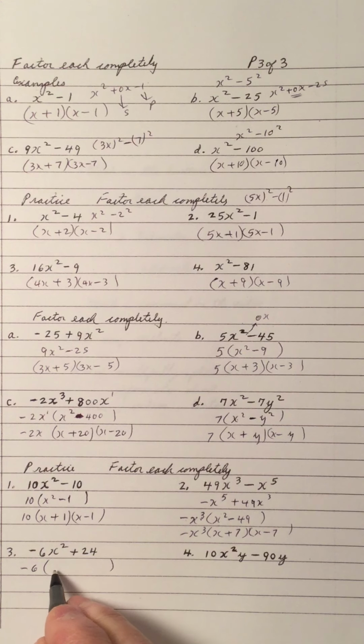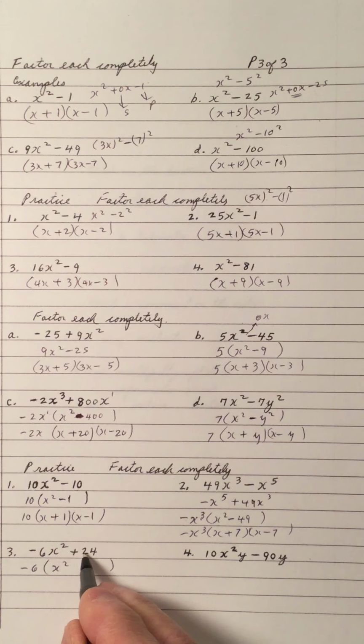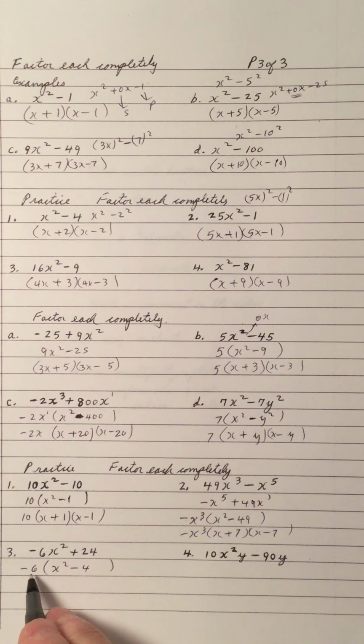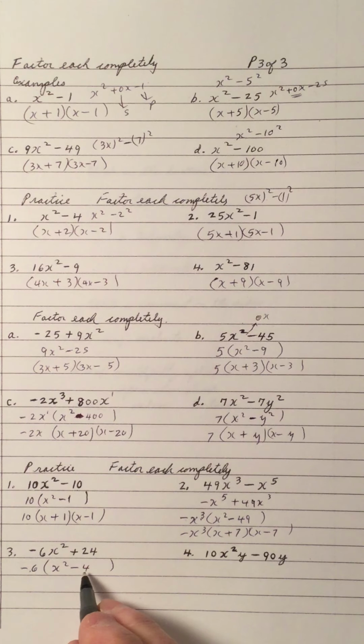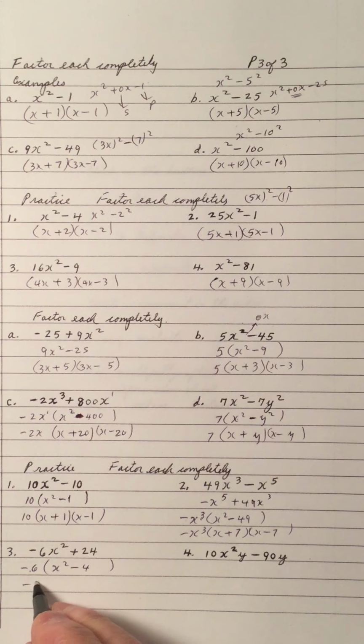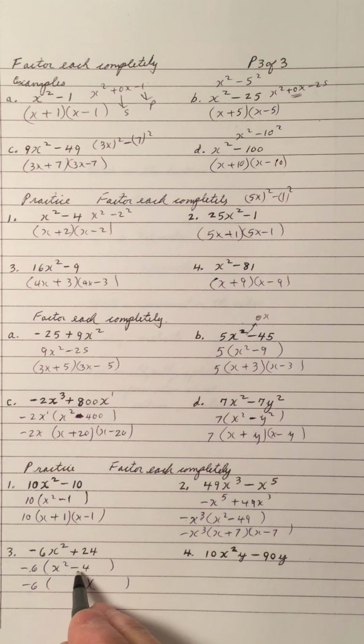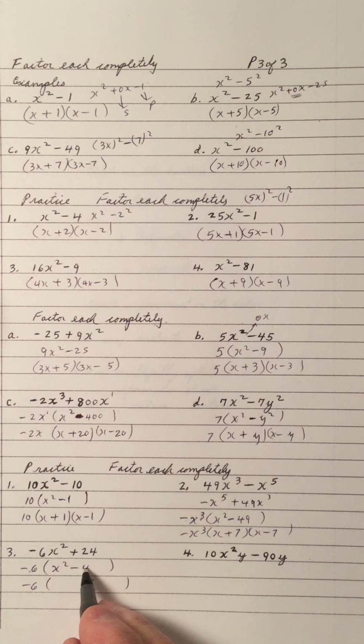We always want the leading term to be positive. Negative 6x squared divided by negative 6 is x squared. I want this to be a positive number. Perfect. 24 divided by negative 6 is a negative 4. Done. Check back that: negative 6 times negative 24, right. And we have x squared minus 4. That's different. 4 is 2 squared, so that's the difference of 2 squares.